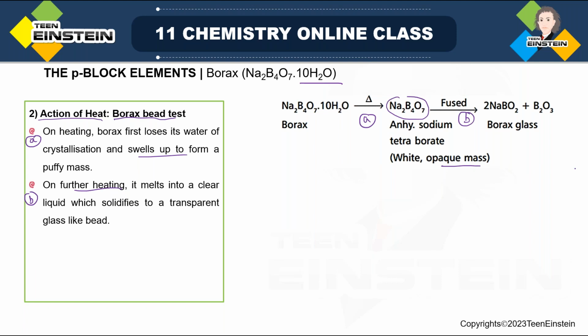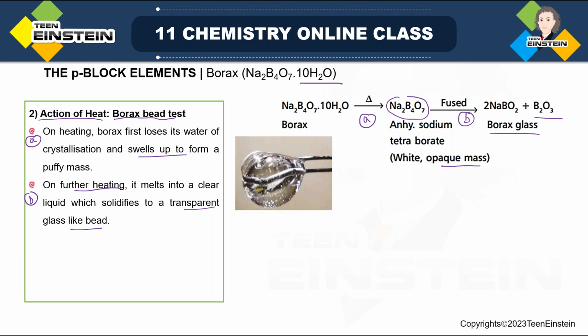So upon further heating, as you increase the temperature, Na2B4O7 is converted to NaBO2, sodium metaborate, and boron trioxide, B2O3. Now this is called borax glass because its appearance is like a transparent glass-like bead. So the first appearance when you start the heating process is a puffy mass. Then you increase the temperature again, and there will be some solidification, and it will be converted to a transparent glass-like bead, as you can see in this picture.